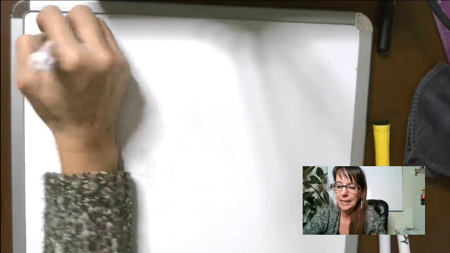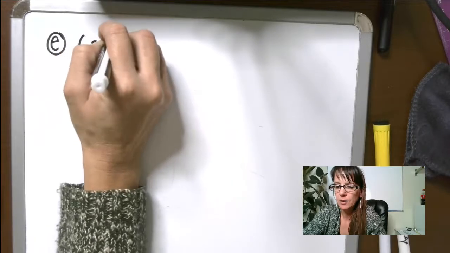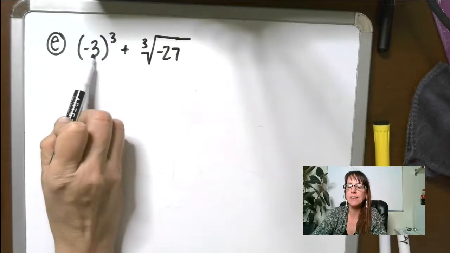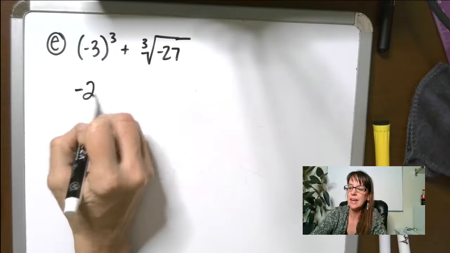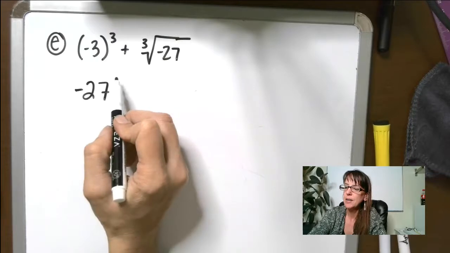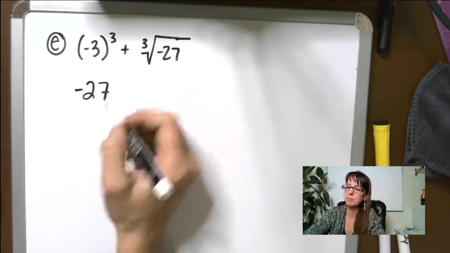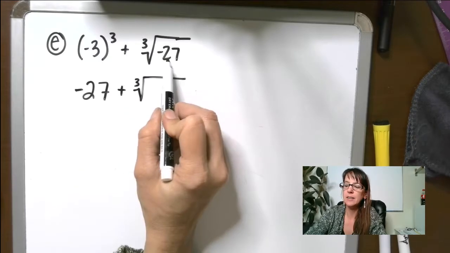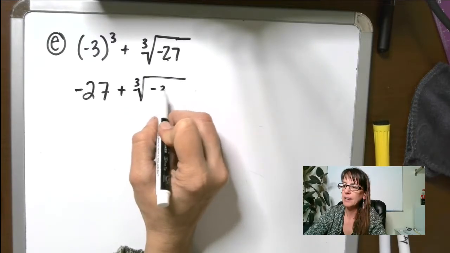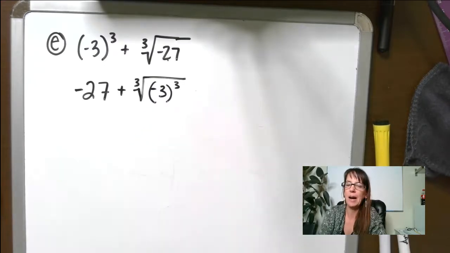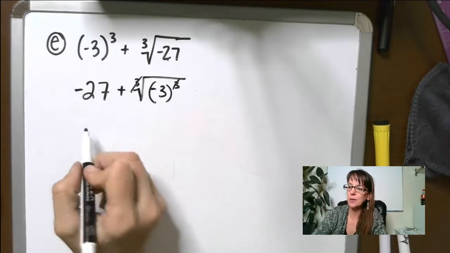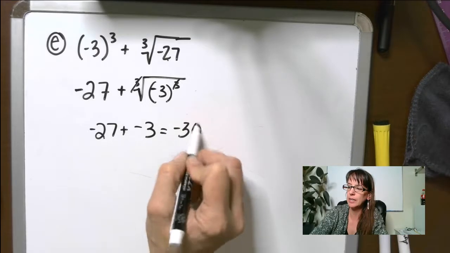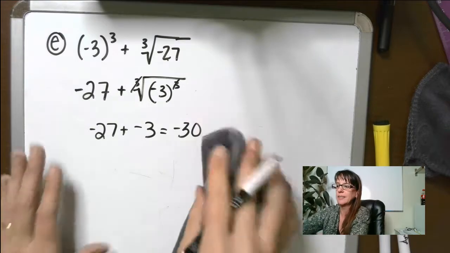All right, so for E, we have -3 to the third plus cube root of -27. -3 to the third power is -27, okay? Because it's negative times negative times negative. That's odd, right? Plus the cube root of -27, and -27 is -3 to the third power. These guys cancel out, so I get -27 plus -3 equals -30. Equals -30. Good.